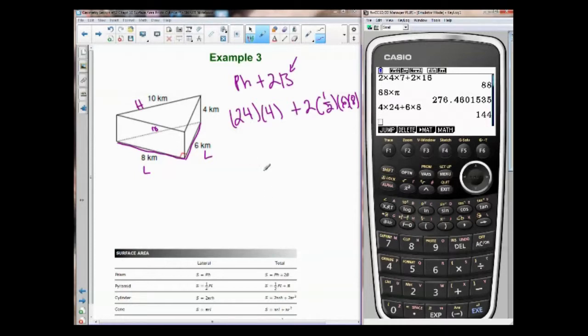So I got 144 square kilometers. Maybe some scientist is doing a cross-section of Antarctic ice or something. Who knows? But that's a lot of kilometers. Okay. Now, that is pretty much it for prisms. I've got cones and pyramids and spheres coming up next.